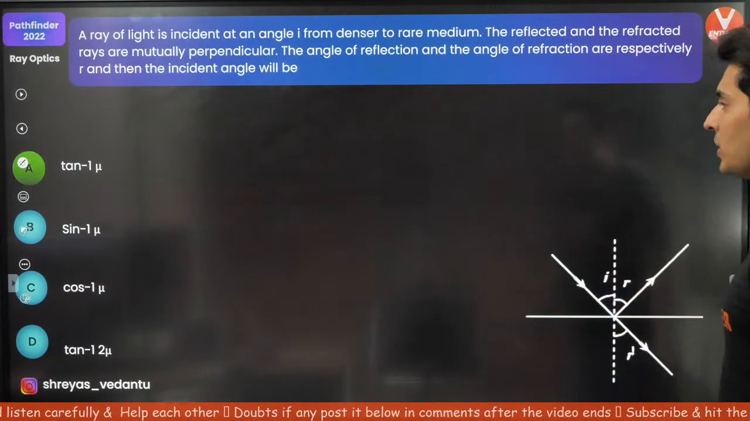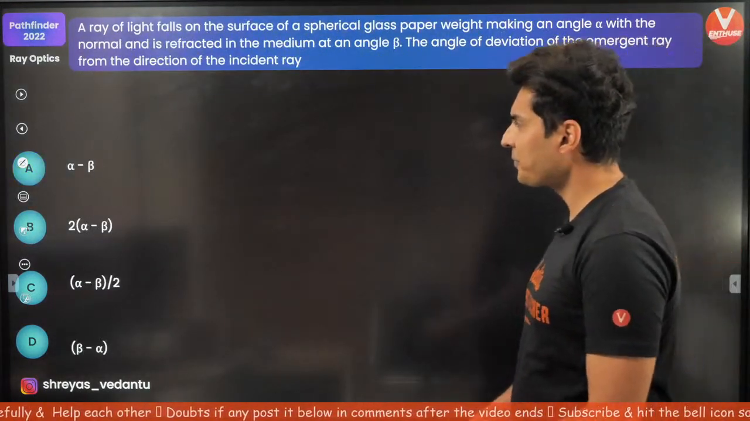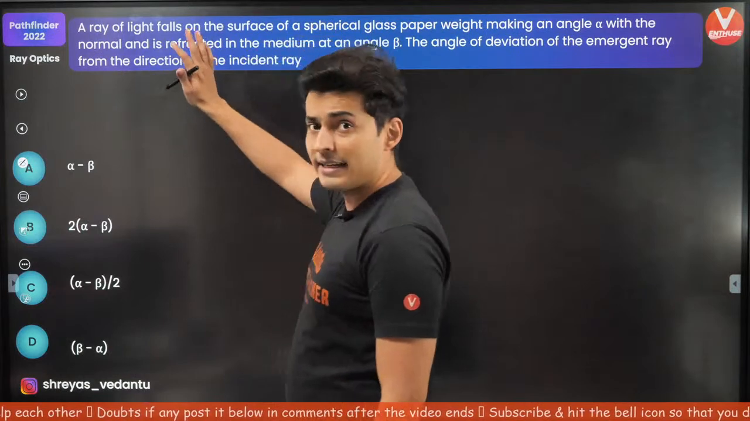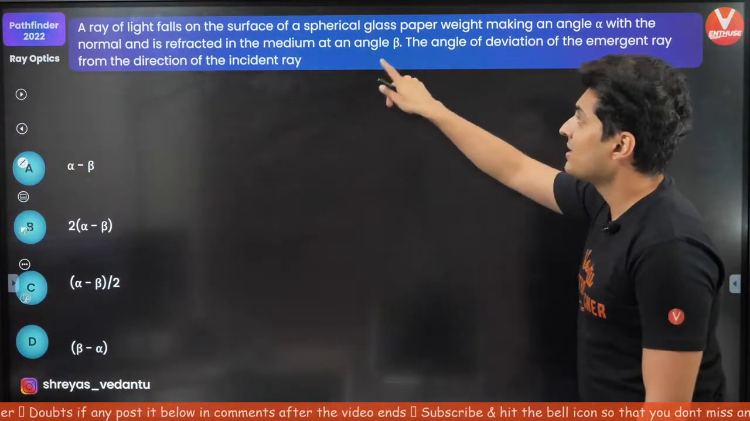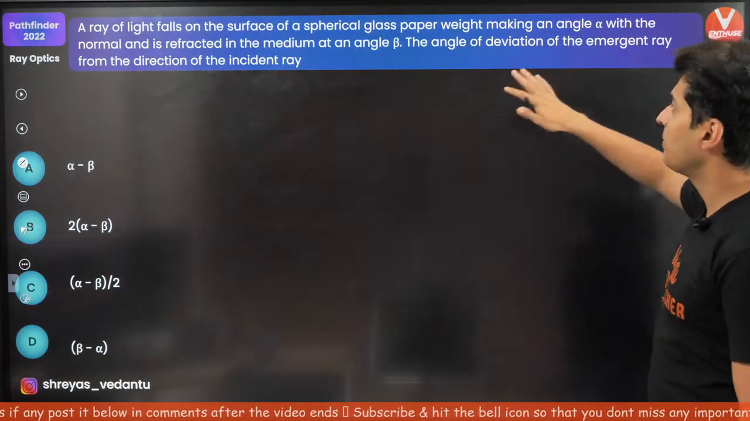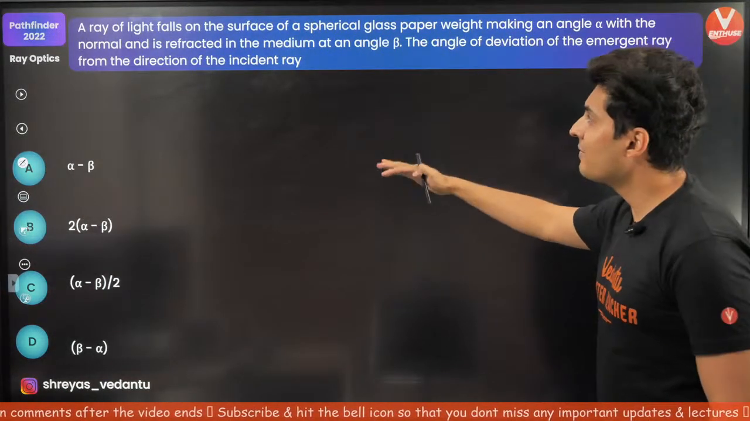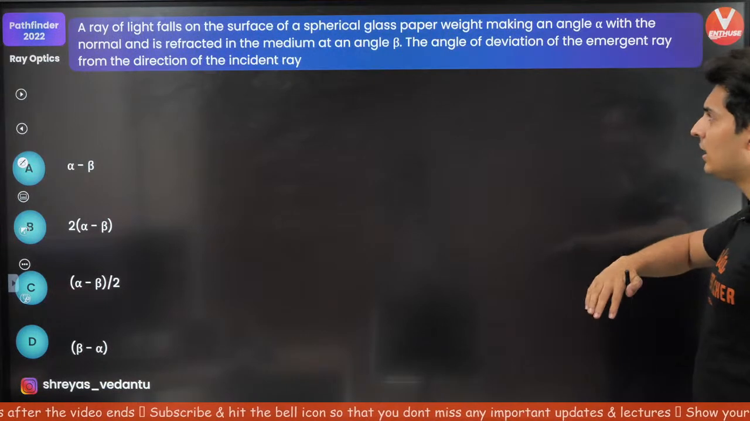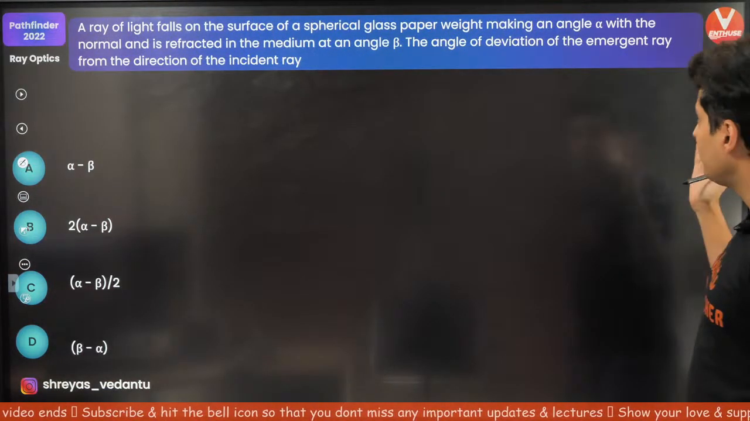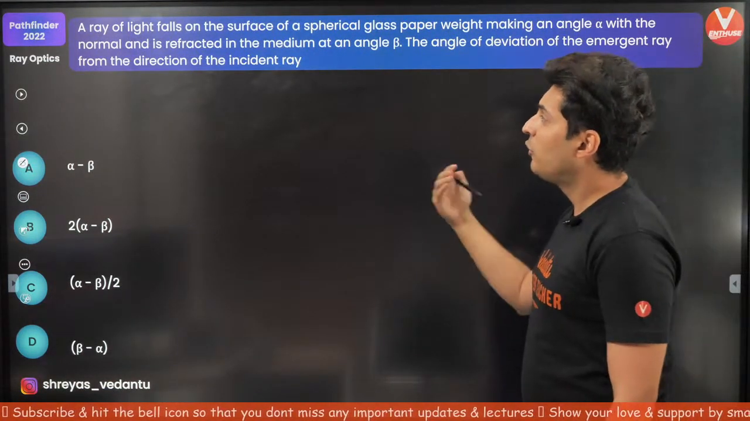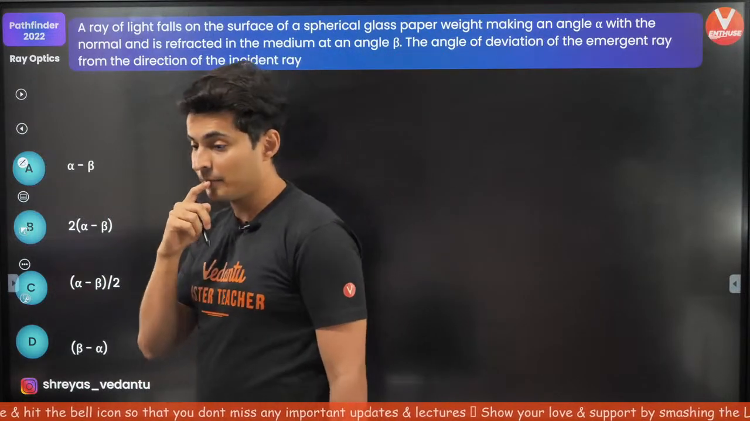Perfecto. Moving on to the next question coming up on your screen. Wow, what do we have? There is a ray of light and it falls on the surface of a spherical glass paper weight making an angle alpha with the normal and is refracted in the medium at an angle beta. Okay, the angle of deviation of the emergent ray from the direction of the incident ray.